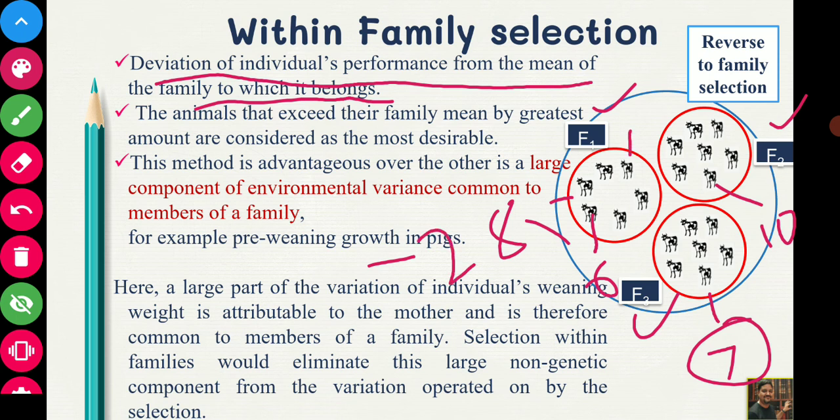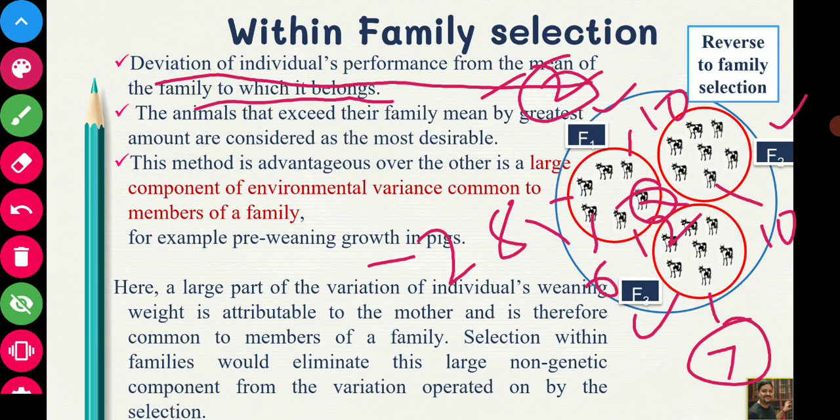Another individual: the milk yield of this particular individual is 10 liter. So what is the observation? 8 minus 10, that is minus 2 liter. That means this individual is superior to its family by 2 liter. Another individual, suppose it is 12 liter. So 8 minus 12, that is minus 4 liter. That means this particular individual has 4 liter superiority over its family.